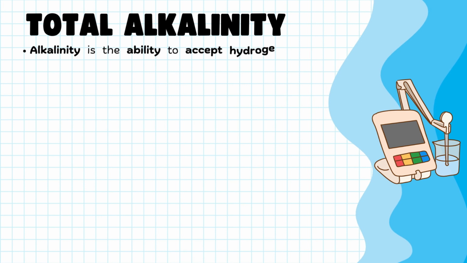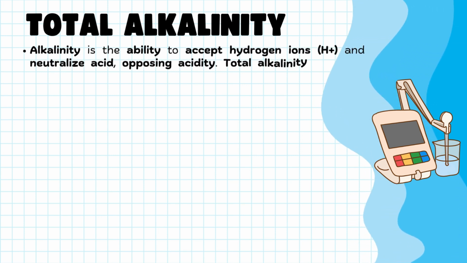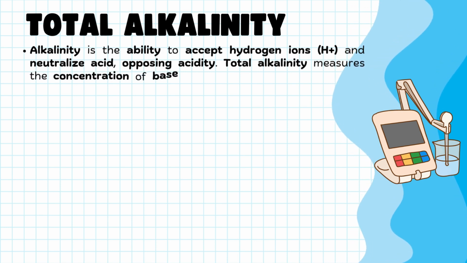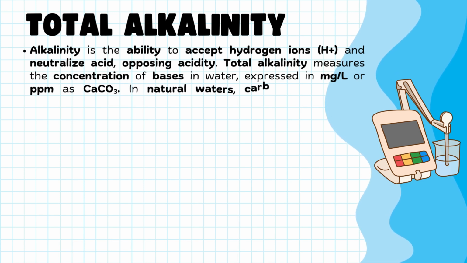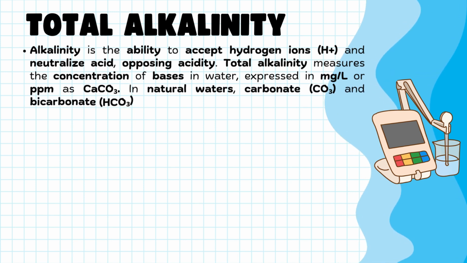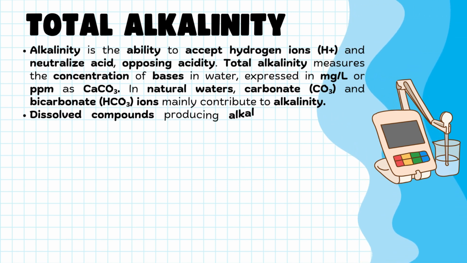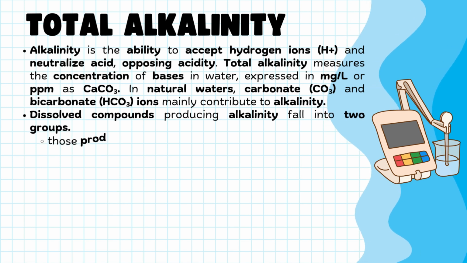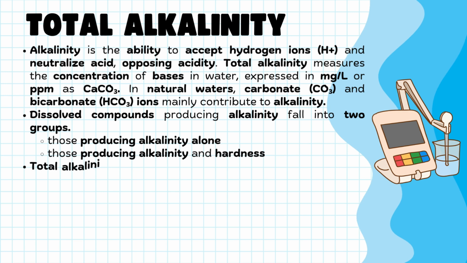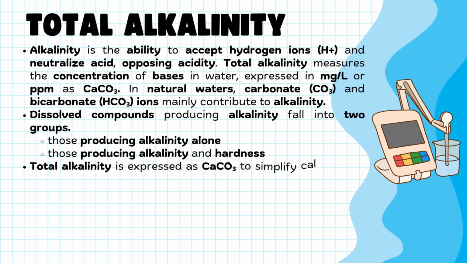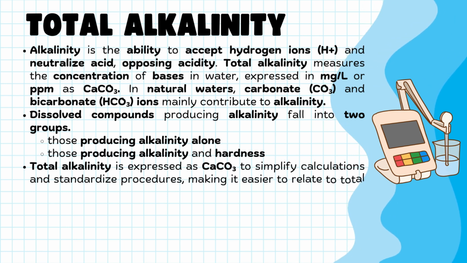So let's talk about alkalinity, another parameter in water quality management. Alkalinity plays a crucial role in maintaining water quality by neutralizing acid and ensuring a stable environment for aquatic life. So basically, what is alkalinity? It is the ability to accept hydrogen ions, or to neutralize acid. It is the counterpart of acidity, and it is measured in milligrams per liter or ppm of calcium carbonate.